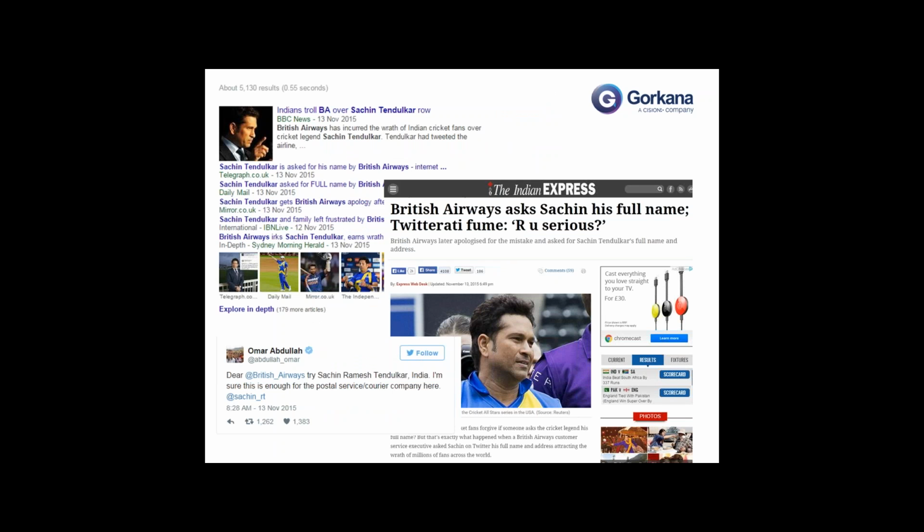And so this is an example of a story from the Indian Express. It was massive in India and the UK and other parts of the world as well. So British Airways asked Sachin his full name, Twitterati fume, are you serious? And there were hundreds of articles, about 5,000 articles about the story. British Airways was the top trending term in India, and he even had a tweet from a leading Indian politician saying, "Dear British Airways, try Sachin Ramesh Tendulkar, India. I'm sure this is enough for your postal service courier company here."